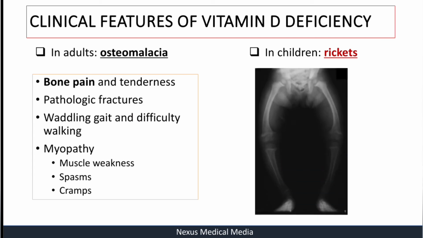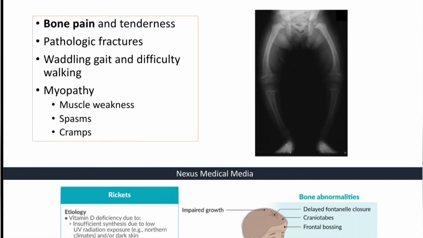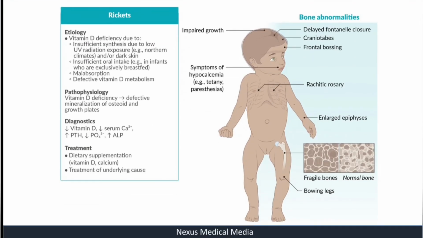So this is an X-ray of a child with rickets, right? So these are some of the features. You can see the etiology of rickets, the actual cause is vitamin D deficiency. You can see the pathophysiology, disorder in mineralization of osteoid and growth plates. And for diagnosis of rickets, you will see low levels of vitamin D, low levels of calcium, increased levels of parathyroid hormone, decreased phosphates, and increase in alkaline phosphatase.